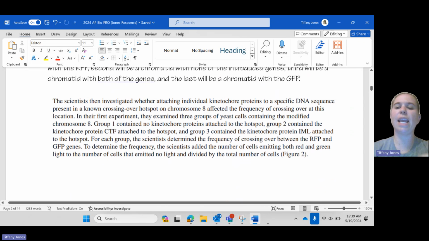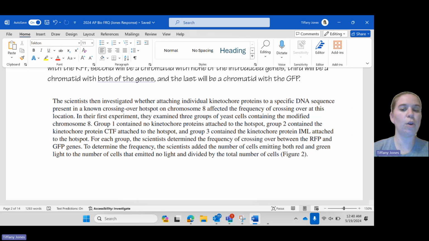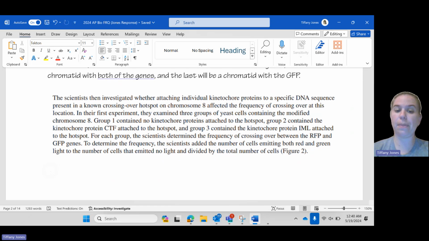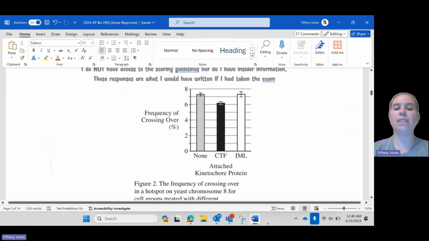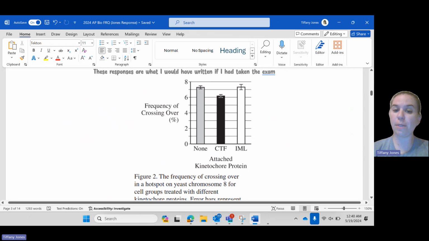So they then investigate that there's a certain protein. They want to look at the kinetochore protein. So they have 3 groups. Group 1 has no kinetochore proteins. Group 2 has a CTF attached to the hotspot. And then group 3 has an IML attached to the hotspot. Okay. And so they give us this graph. They're showing us the frequency of crossing over with these 3 different proteins.